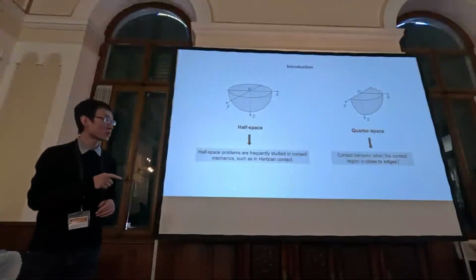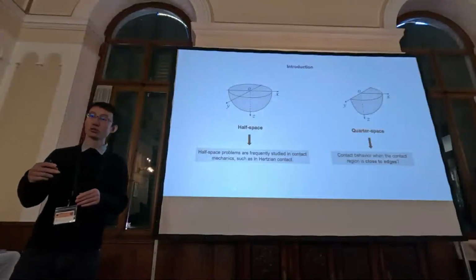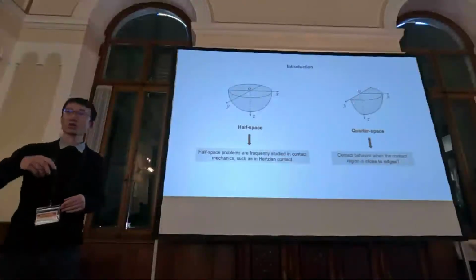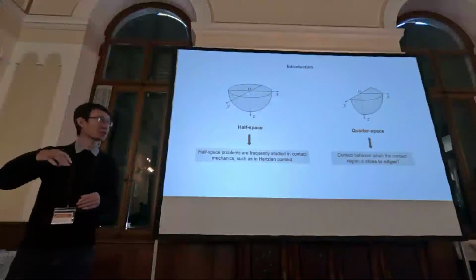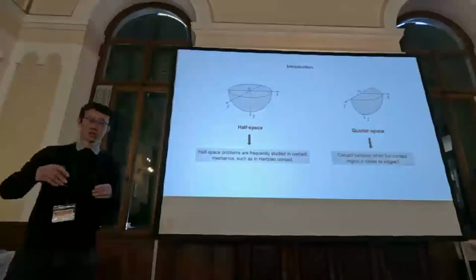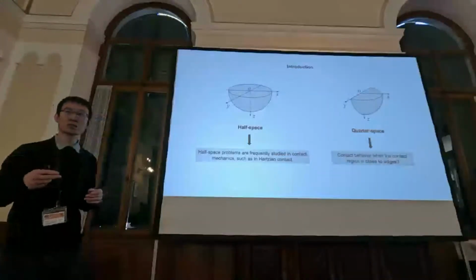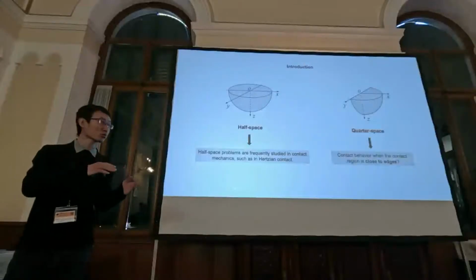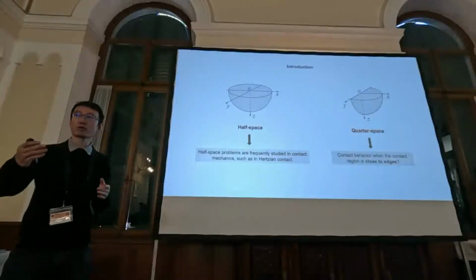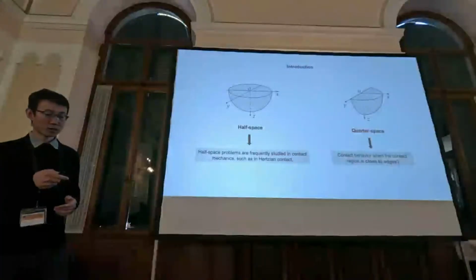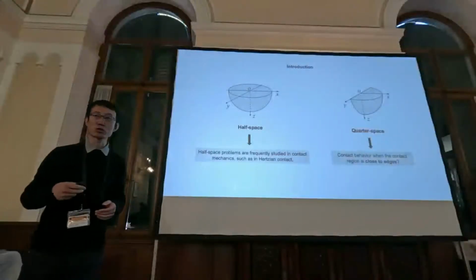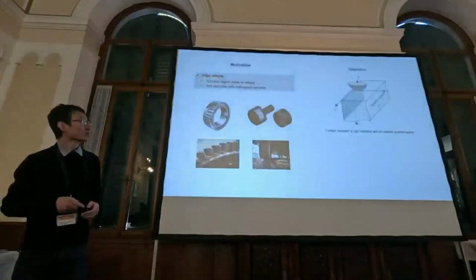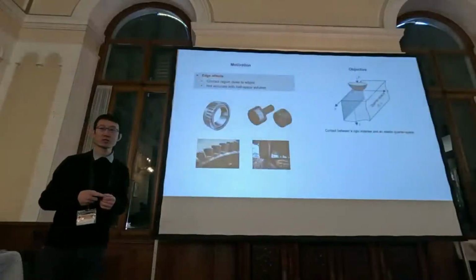But a quarter space has two surfaces, one top surface and one side surface. If you put the indenter on the top surface of the quarter space, then of course the contact behavior will be different if you put the indenter closer to the edge or far from the edge. So this is the contact behavior we are interested in. So the objective of this study is clear.